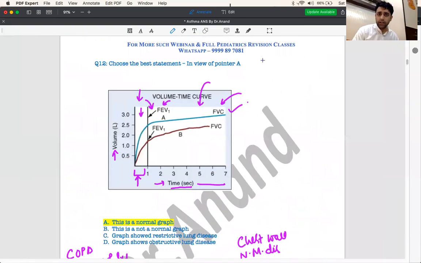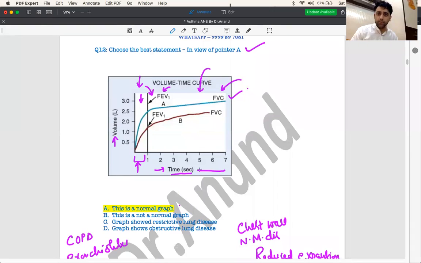So question number 12, in view of pointer A, what do you think? This is a normal radiograph. See, this is the pointer A, which is showing a nice FEV1 and a nice FVC. Are you understanding? So this is nothing but, what do you call it?